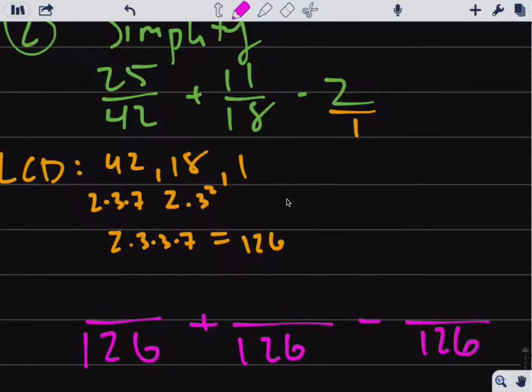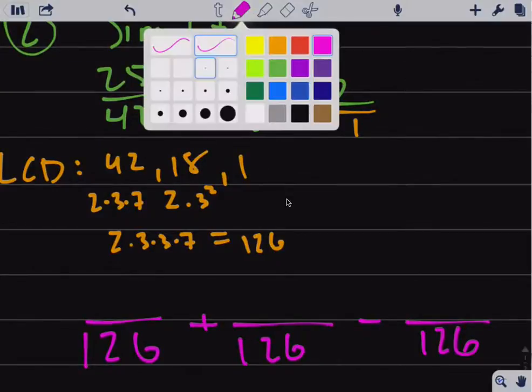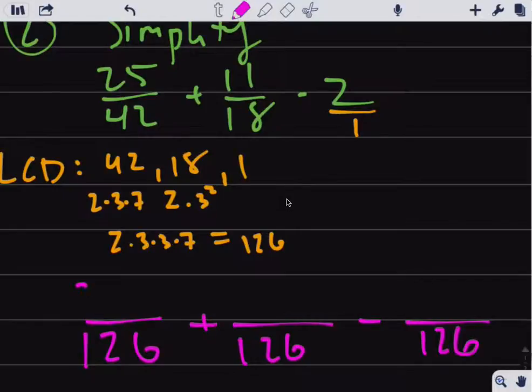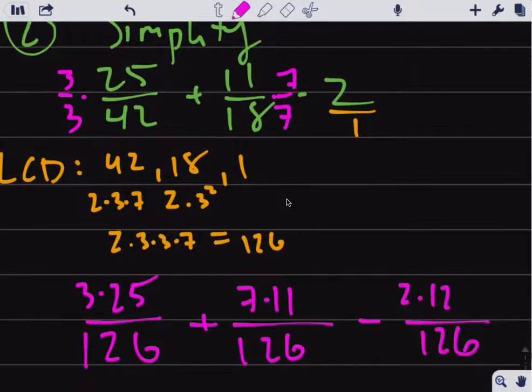42 is 3 times, so I do 3 times 25 on top, because I did 3 times 42. So I did 3 times 3. All right, and then 18, 7 times 7, so this is 7 times 11 on top, and this is 2 times 126 over here because you did 2 times 126.